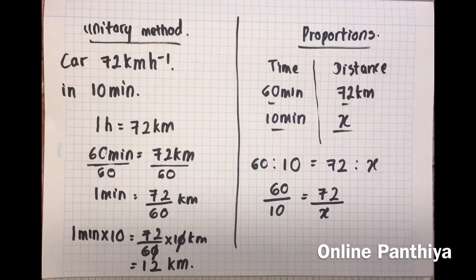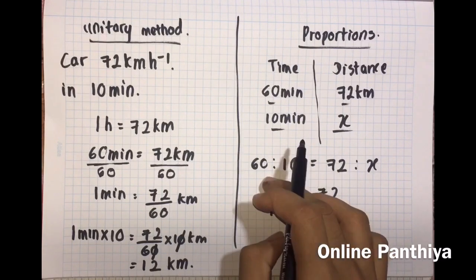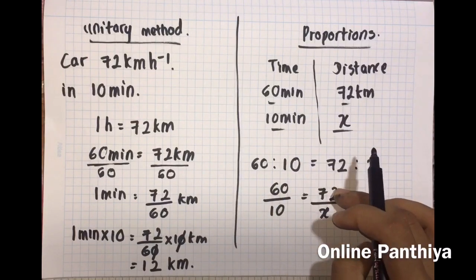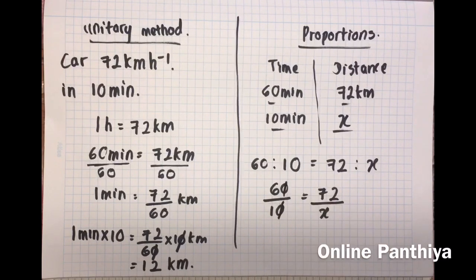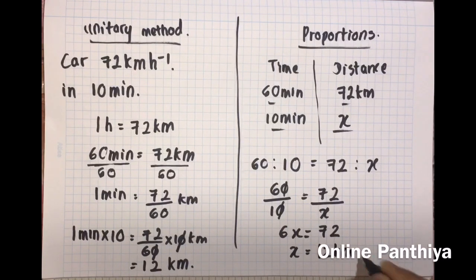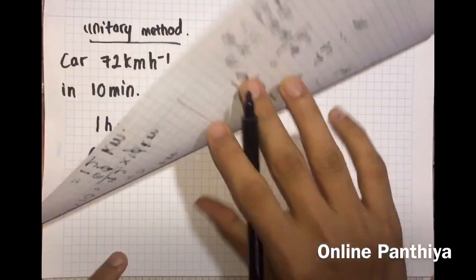Now what should you do? Yes, you can do cross multiplication. Bring x here. Then 60 multiplied by x will give you 60x is equal to 72 multiplied by 10. So rather than doing that, I'll just first cut off these zeros. So I have 6x is equal to 72. Therefore x is equal to, what should you do? Divide both sides by 6. So see, you are getting the same answer, no? So is our method correct? Yes, absolutely.